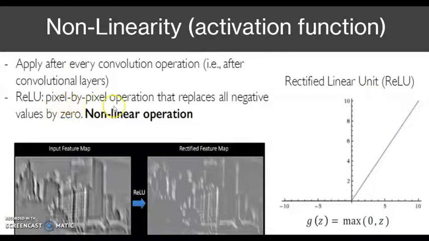So it's a pixel by pixel operation that replaces all negative values by 0, as we said. And here you can see this feature map before applying the ReLU function, and this is right after applying the ReLU function. We only have the positive values here, and all negative values are removed.